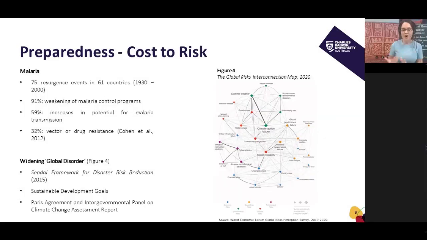But how does the cost of risk reduction compare to the risk of an infectious disease outbreak? Well, we can look to malaria as an example. Between 1930 and 2000, there were 75 resurgent events, and 91% of these events were linked to a reduced investment in malarial control programs. And data shows us that various factors are increasing the risk of an infectious disease outbreak.